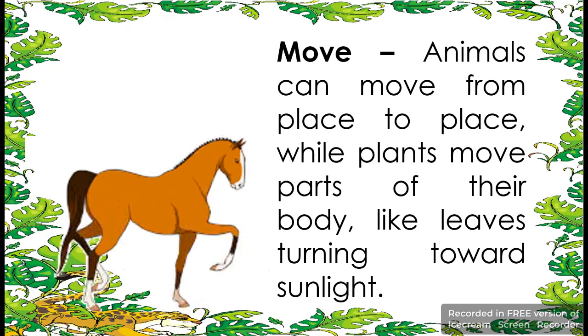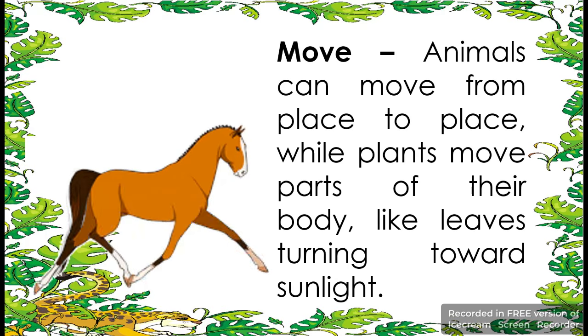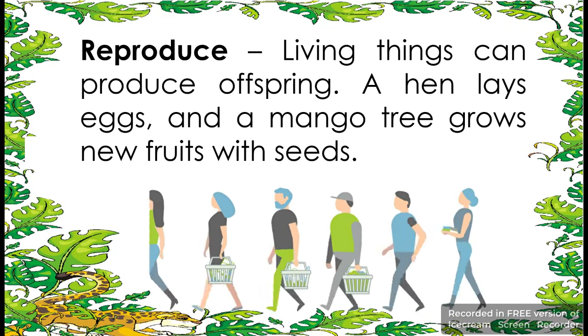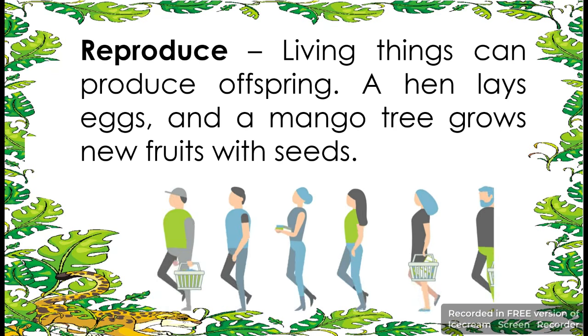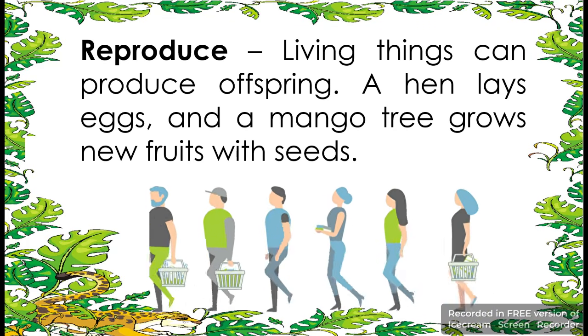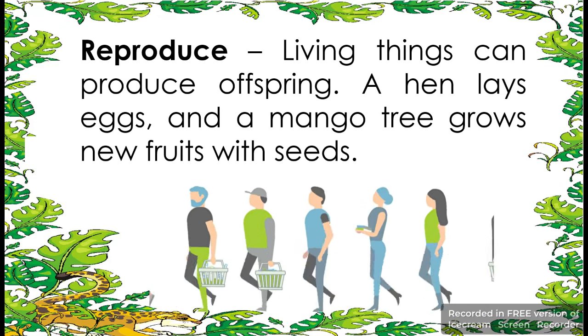Living things also can move. Animals can move from place to place, while plants move parts of their body, like leaves turning toward the sunlight. Living things also can reproduce. Living things can produce offspring. A hen lays eggs, and a mango tree grows new fruits with seeds.